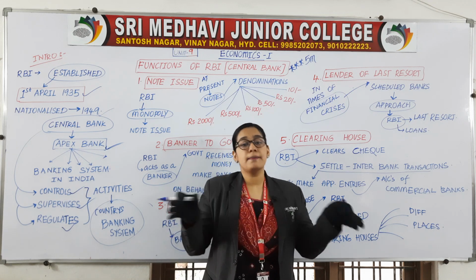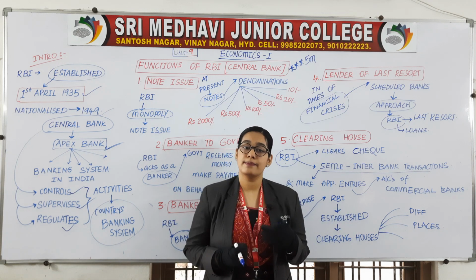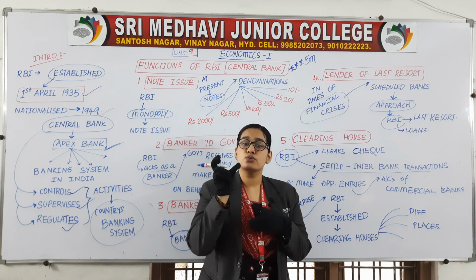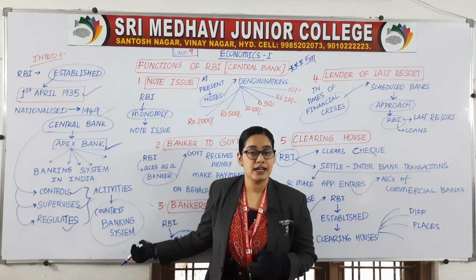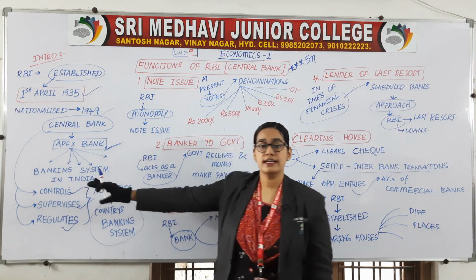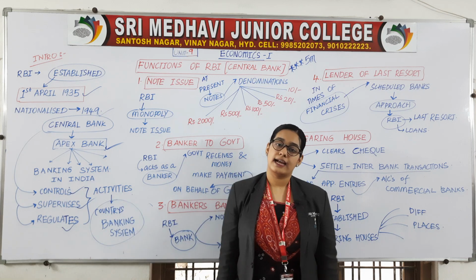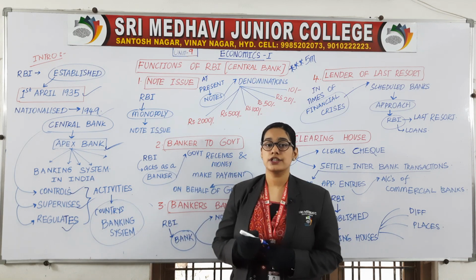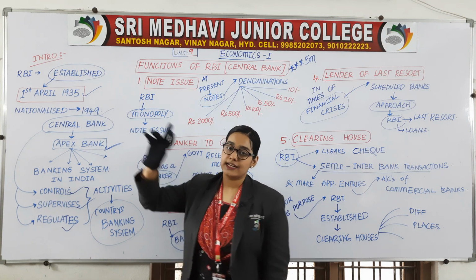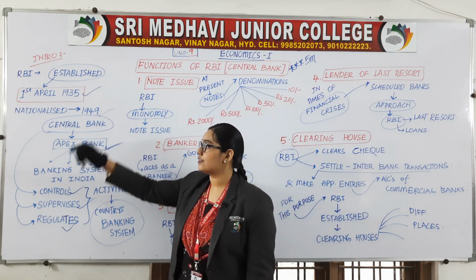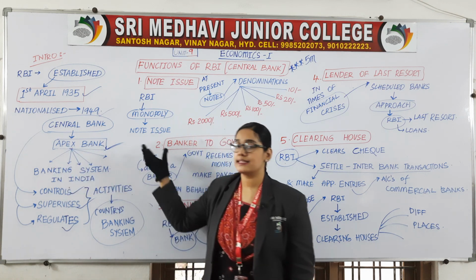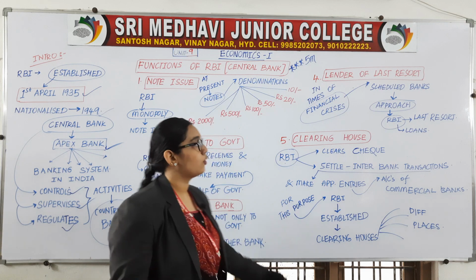In our country, how many banks are there? Who is controlling all these banks? Who is supervising all these banks? And who is allotting the activities, that is, who is regulating the whole banking system in our country? That is RBI. Our central bank is controlling, supervising and regulating all the activities. So what we have written in the introduction: RBI was first established on 1st April 1935 and was nationalized in 1949. It is a central bank which is the apex bank for all the banking systems in India.